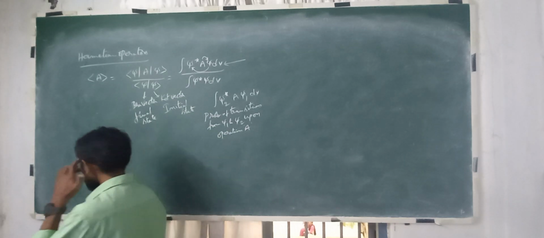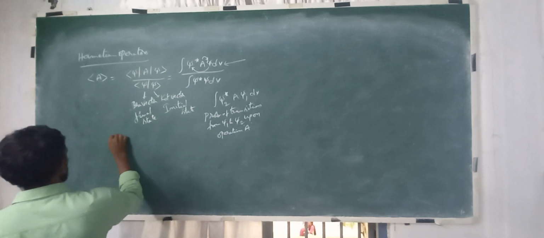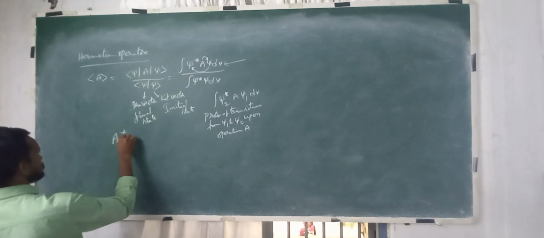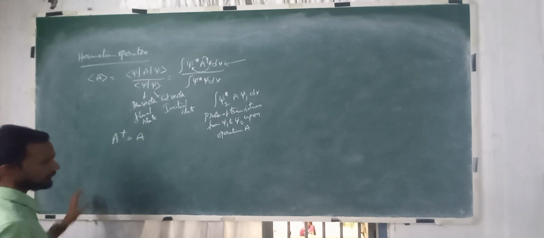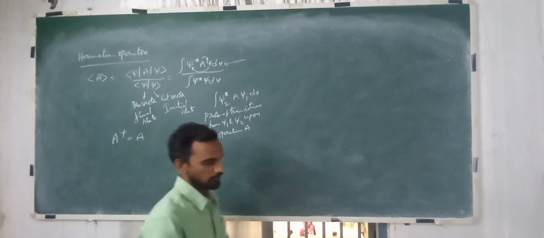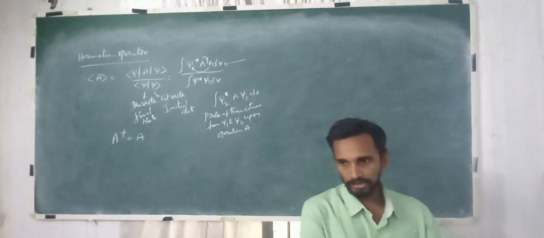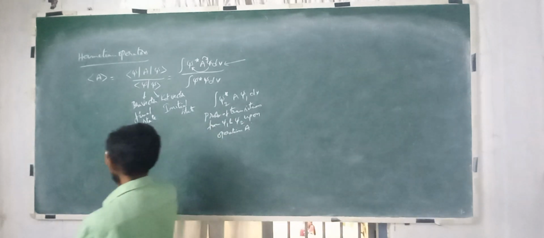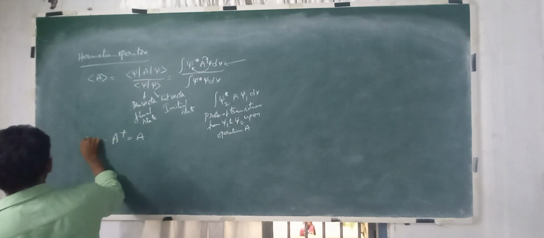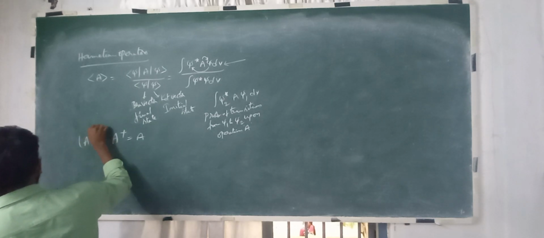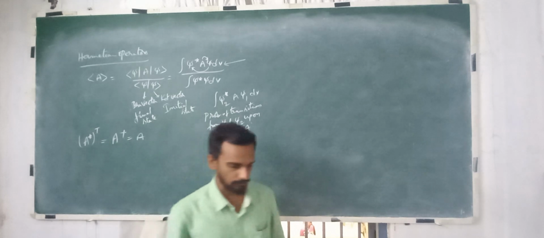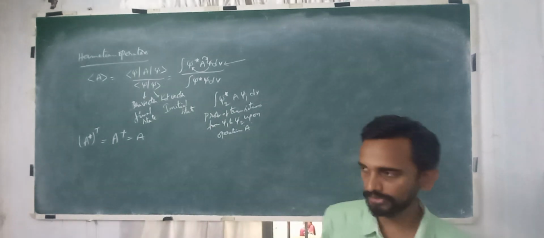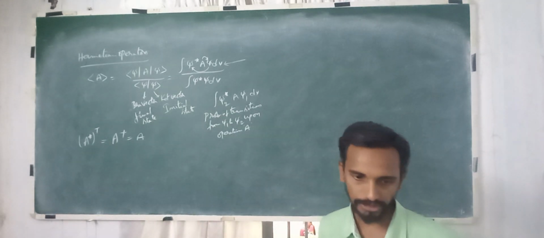So now comes this: Hermitian operators are characterized by this. An operator is said to be Hermitian if its complex conjugate and transpose, that is A dagger, and A are equal. If you are representing it as a matrix, you have to take the transpose and complex conjugate.